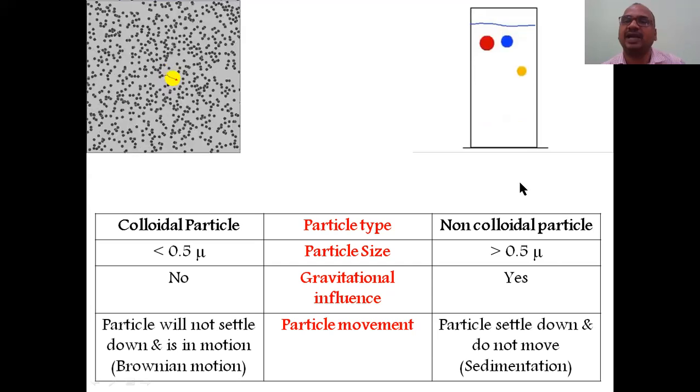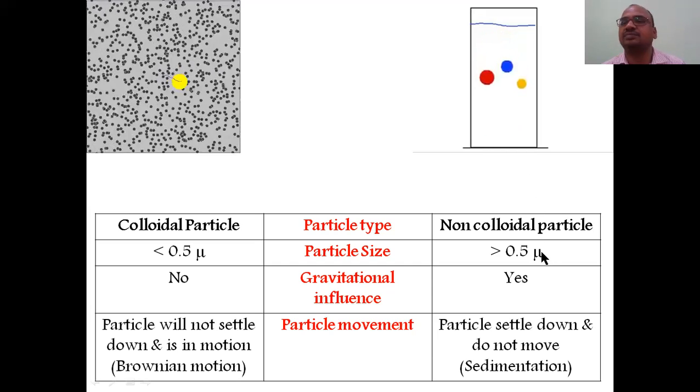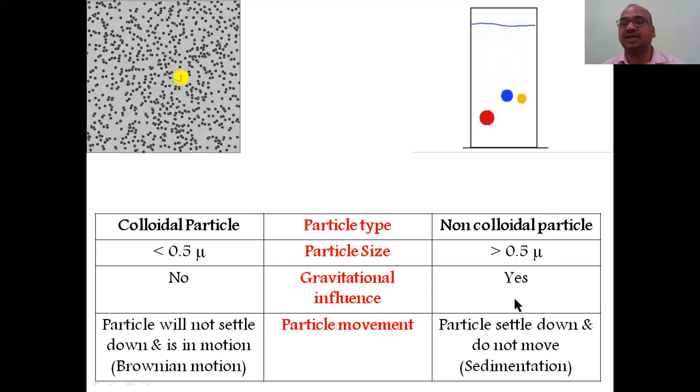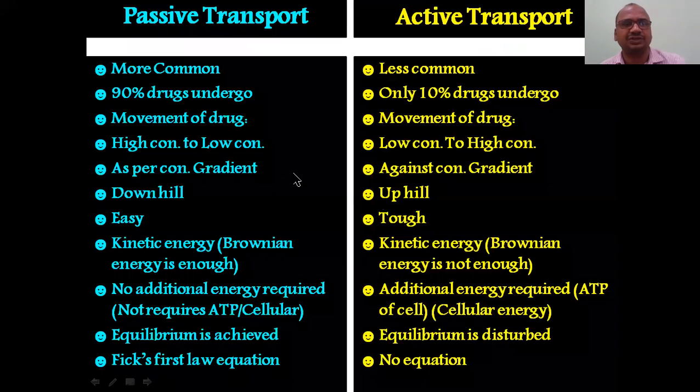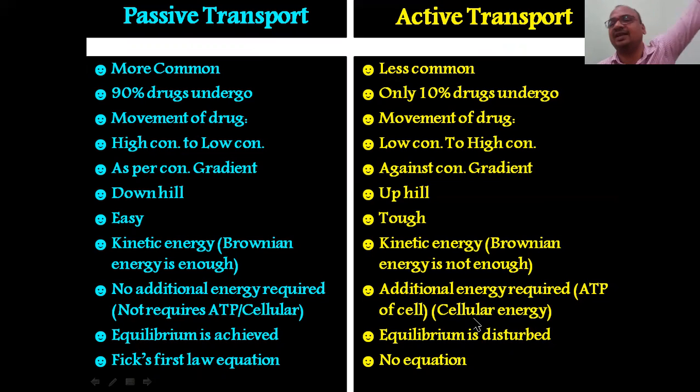This is sedimentation, how the particles in a suspension will settle down. Okay, this is called sedimentation. So Brownian motion and sedimentation are exactly opposite. Here the kinetic energy of a particle itself is more than enough. No additional energy is required, whereas here additional energy is required. That additional energy is nothing but ATP, adenosine triphosphate, also called cellular energy.